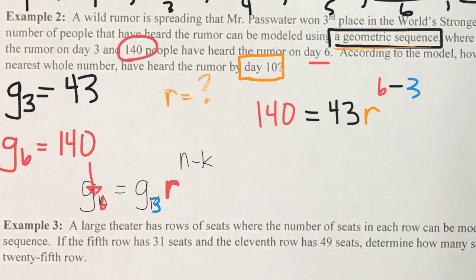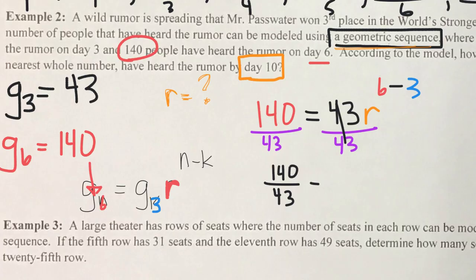Okay, so now we're going to solve this equation for r. So first we divide by 43. We're going to need to have a calculator to do this eventually, so we're just going to leave this as 140 divided by 43 since those don't reduce. Equals r to the what power? r to the 3rd power. 6 minus 3 equals 3.